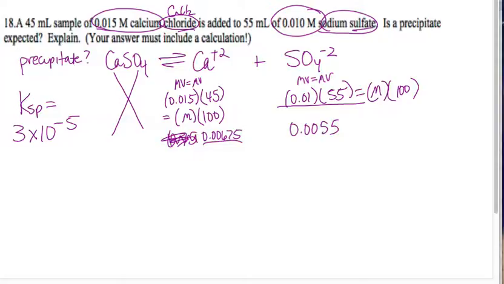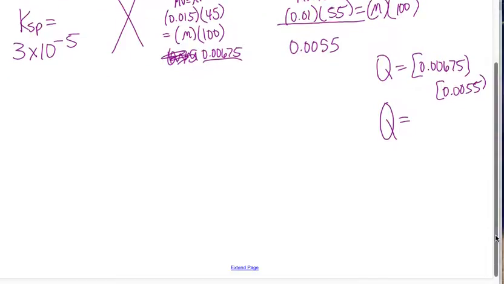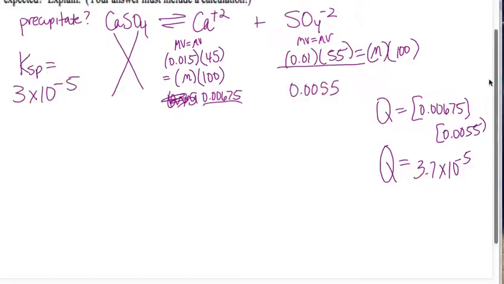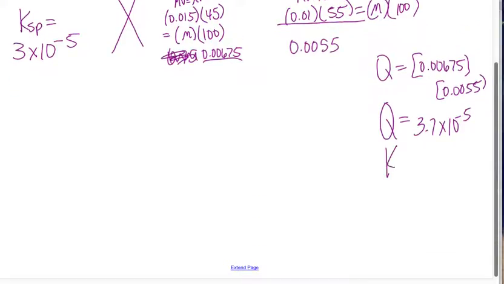So let's go ahead and find Q. Q is equal to the same products over reactants, and since the solid's not in it, we just multiply the two concentrations times each other. They're both raised to the first power. So what is my Q? 3.71 times 10 to the negative fifth, and the K was 3 times 10 to the negative fifth. So what's my relationship? Q is greater than K.